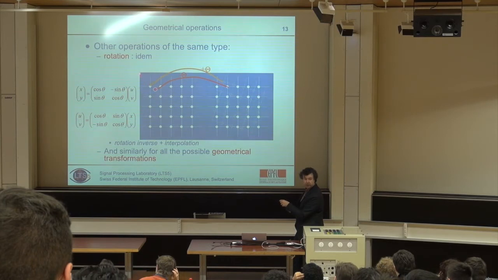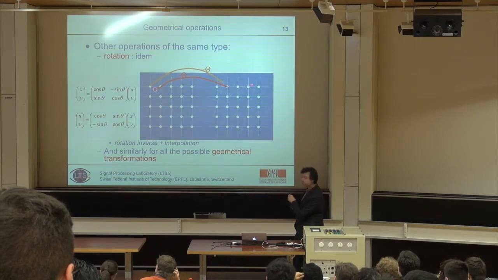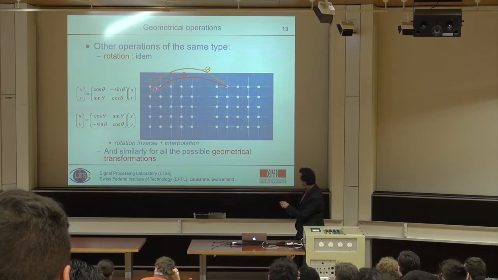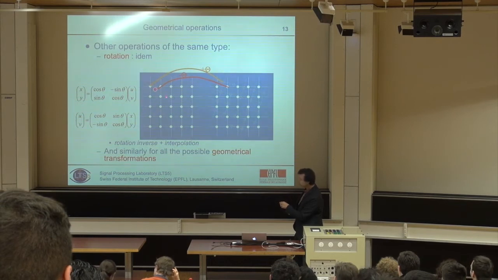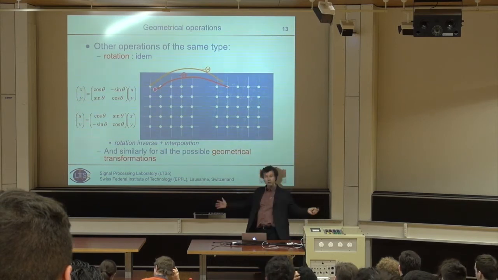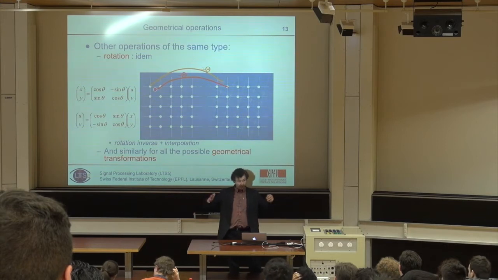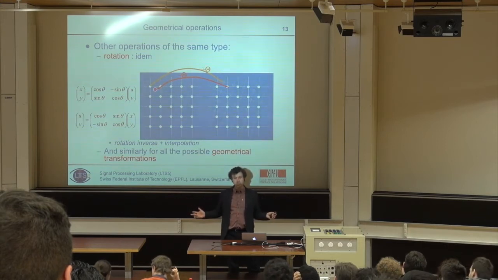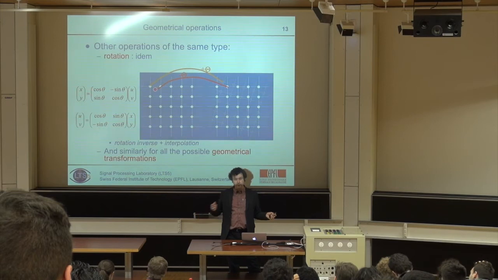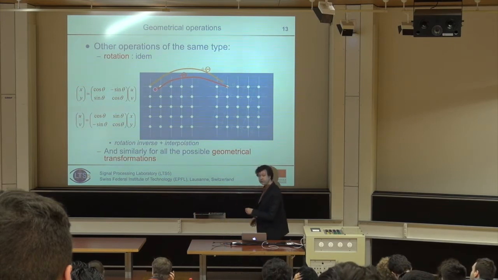If you want to calculate an image that is rotated by theta, you take the coordinates of each of the pixels of your final image, you rotate those coordinates by minus theta, it gives you a non-integer coordinate here, and you interpolate by 4, by 9, by whatever you want, depending on how precise you want to be. Okay? And you get your rotated image.